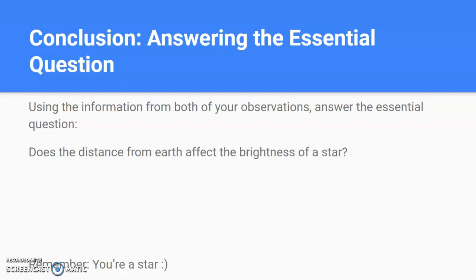Using the information from both of your observations, answer the essential question. Does the distance from Earth affect the brightness of a star? Once you've completed this, if you need more time to go back and finish your star chart, you may do so. If you're all done and everything is complete, great job.